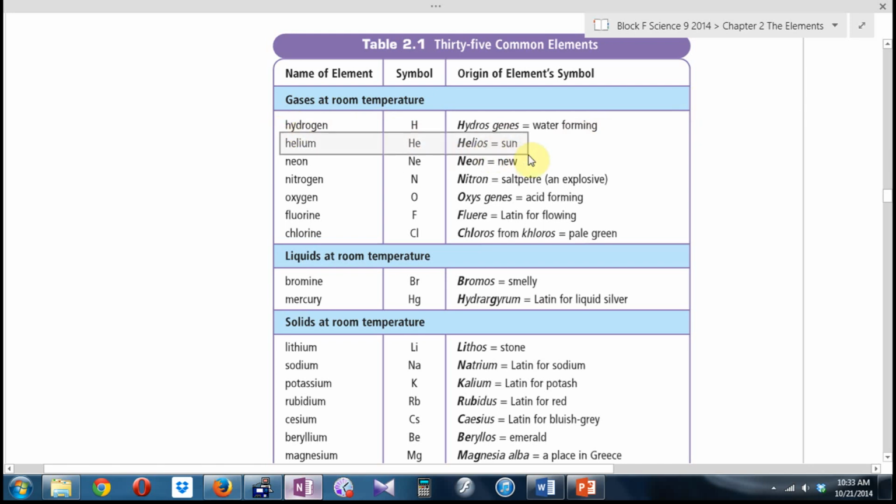Helium is named after Helios, which is the word for sun. Anybody want to guess what the sun contains a lot of? Helium. Okay?